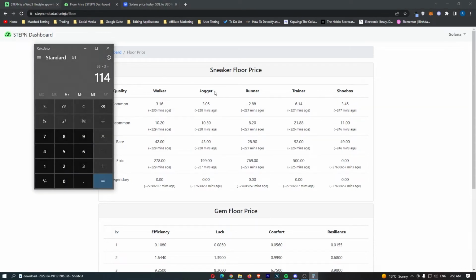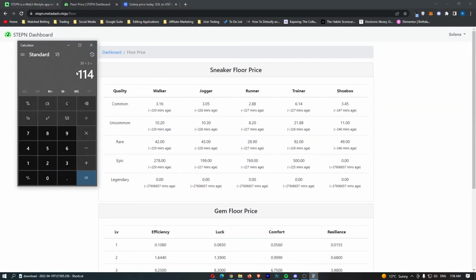And for the common jogger, you are going to pay around $114. Then uncommon, it goes up quite a lot because you can earn faster with this. So that is going to be 38 times 10, and we are going to be paying $380 for the jogger sneaker. Then for the rare, 38 times 43, the rare is going to cost $1,600. And finally, the epic is going to be 38 times 199.